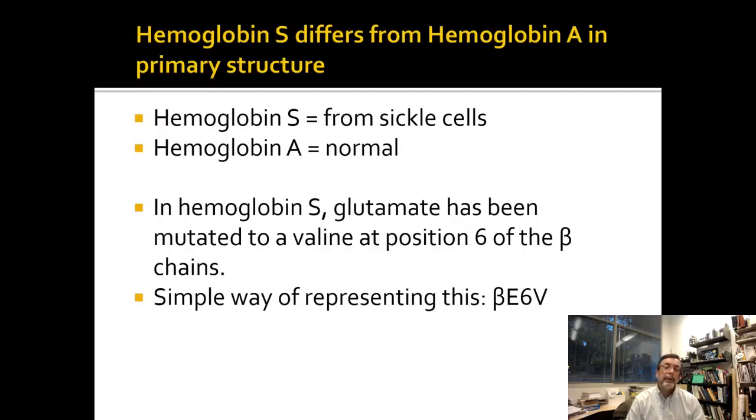So we call the mutated hemoglobin hemoglobin S. And it's S for sickle cells. We'll compare it to hemoglobin A as the most prevalent non-sickle cell hemoglobin. In hemoglobin S, there is one consistent change. A glutamate has been changed to valine at position 6 of the beta chain. So we can represent those with 4 characters: Beta E6V. That one little change actually can cause the entire disease.